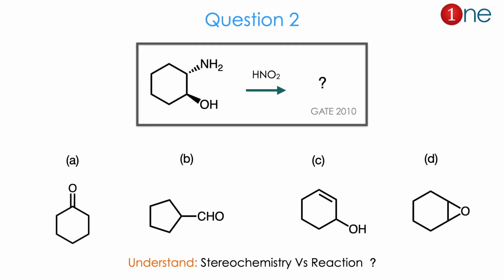Then question number 2. The starting material is a cyclohexane system which contains an amine and an alcohol. Both are in the trans fashion. You are using nitrous acid, and they ask you to find the product. The product is a simple ketone, or the contracted aldehyde, or the alkene with alcohol, or the epoxide formation. So clearly from the reactant to the product, you might guess the stereochemistry plays a role and is contributing to the reaction. The answer is B. Let us see how.